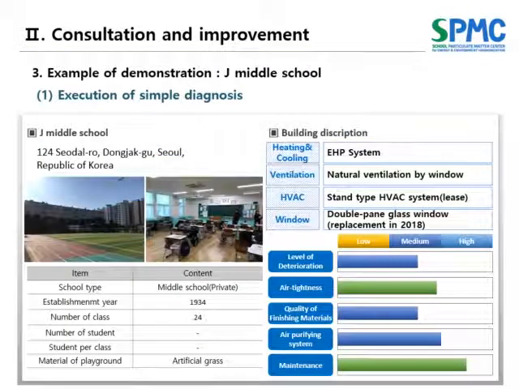Now, here is the demonstration project that was already carried out in 2019. This picture shows the diagnosis result of J Middle School located in Seoul. A comprehensive evaluation was conducted considering the general information of the school, the information of the mechanical equipment, and the current management status.